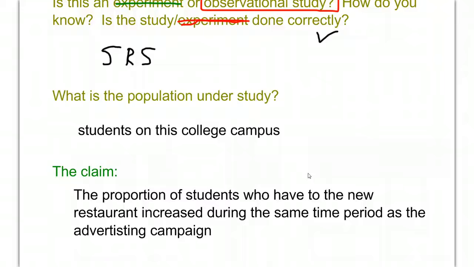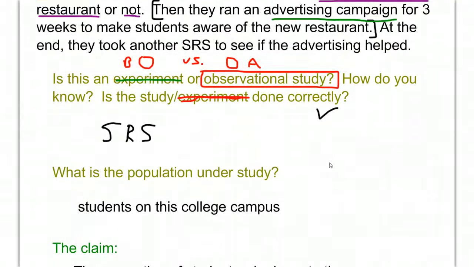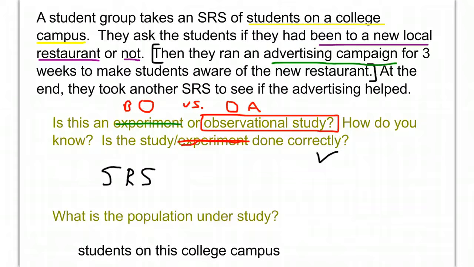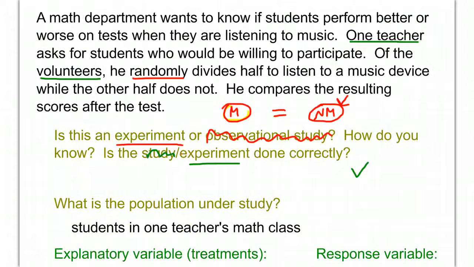So when we make our claim, we might say anything to the effect of linking the two. The proportion of students who went to the new restaurant went up. It happened at the same time as the ad campaign. We're therefore thinking that it was probably the ad campaign, but again, we cannot prove it. So be careful with your claims. Don't overstate them. Next example, we had an experiment here.